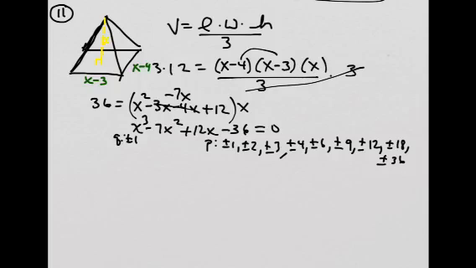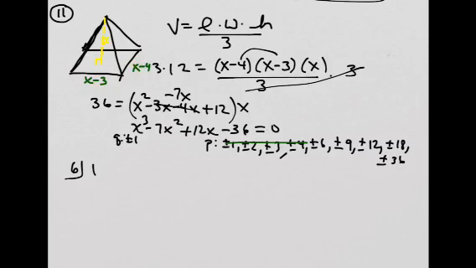Something else, I'm going to skip 1 through 4 because there's no way x could be 1 through 4. If it was 1 through 3, these would be negatives, right? And if it was 4, this would be 0. So there's no way it could be 0. So I can skip 1 through 4. I'm not going to bother with those. I'll start with 6.